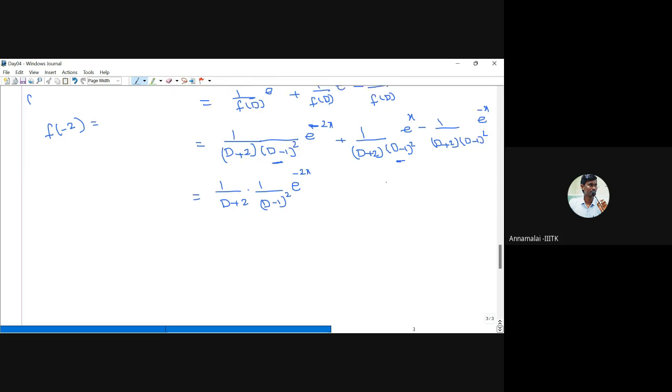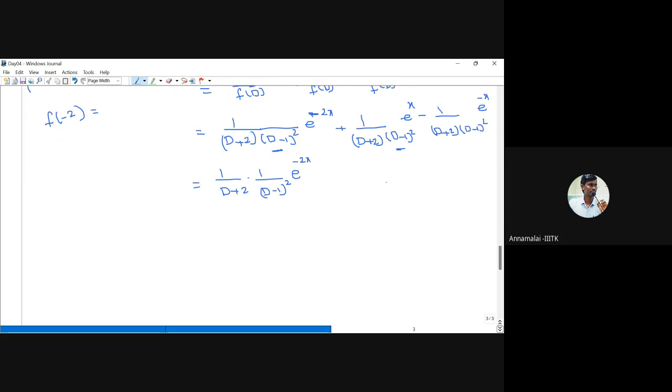So anyway, first we can interchange it. That is plus 1 by (D minus 1) squared and then 1 by (D plus 2) e power x. Similarly here, anyway this is not a problem, because if we substitute D equal to minus 1, this is minus 1 plus 2 into minus 1 minus 2 squared, that is, better to simply write 2 squared into e power minus x. The last term is not a problem.